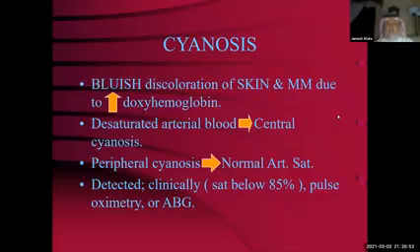Cyanosis, as we all know, is the bluish discoloration of skin and mucous membranes due to an increase in deoxyhemoglobin levels. Desaturated arterial blood gives us what we call central cyanosis, and this is what we are going to talk about today in congenital heart disease. Peripheral cyanosis.